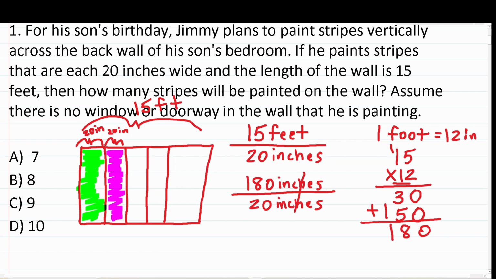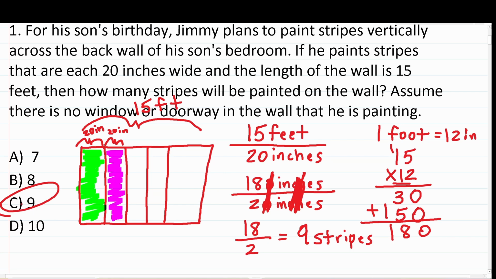We can cross out these corresponding units, those go away, and then we can cross out these corresponding zeros in the numerator and denominator. So what we're left with is 18 over 2, and 18 divided by 2 is 9. So in other words, Jimmy can paint 9 stripes along the back wall of his son's bedroom. Again, assuming there is no window or doorway in the wall. So the answer to this one is C, 9.